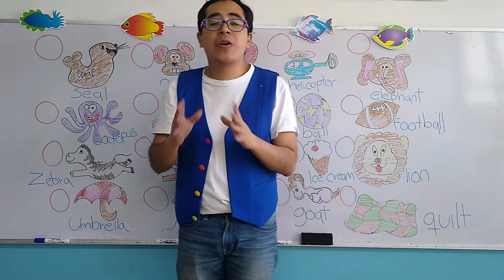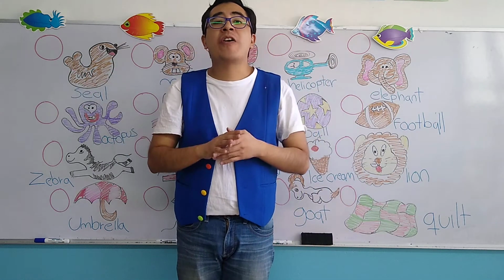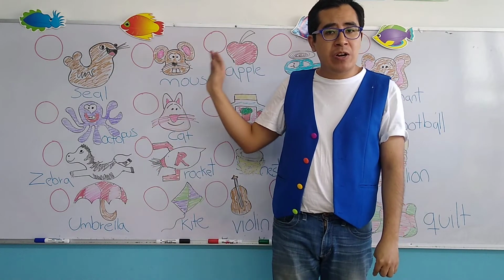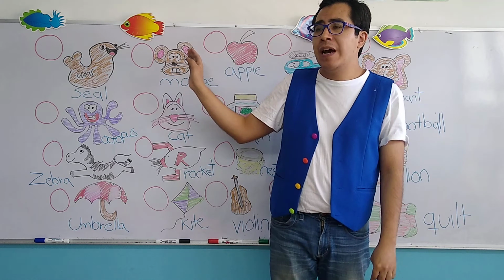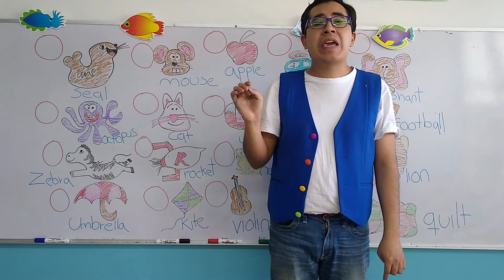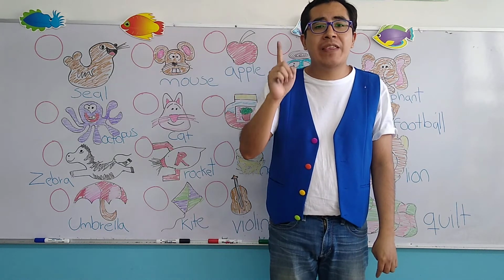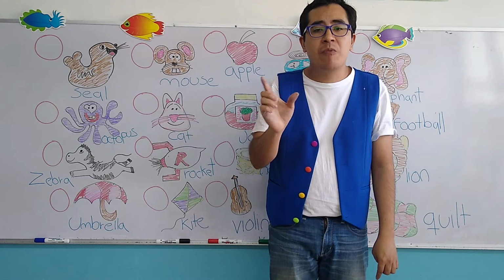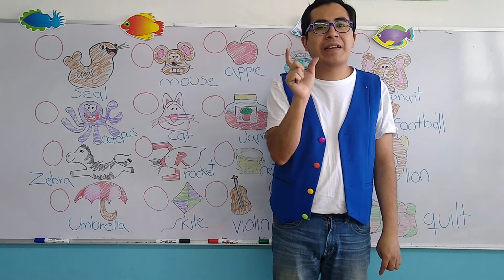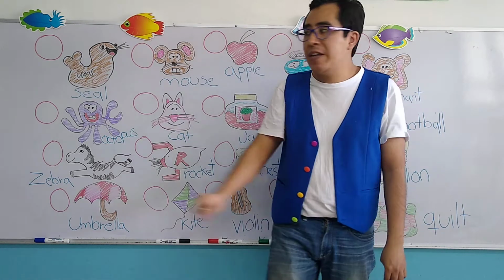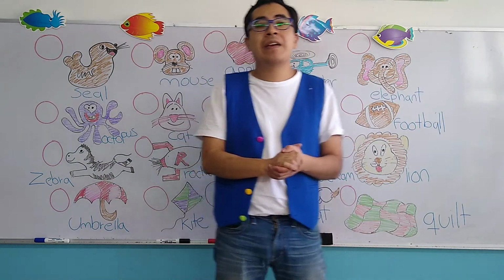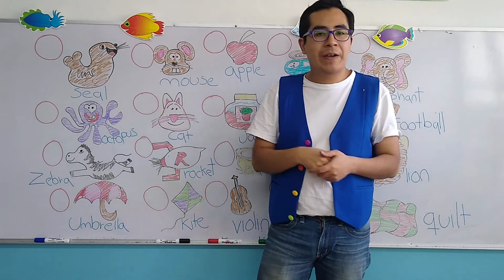Now that we already saw the vocabulary, let's start with the exercise. As you can see here, next to each one of the objects, we have a circle. Al lado de cada uno de los objetos tenemos un círculo. What we have to do is to write the first letter that begins the word. La primera letra que comienza en la palabra, we have to write it and put it right here on the circles, okay? Tenemos que escribir la primera letra que inicia con la palabra, okay?